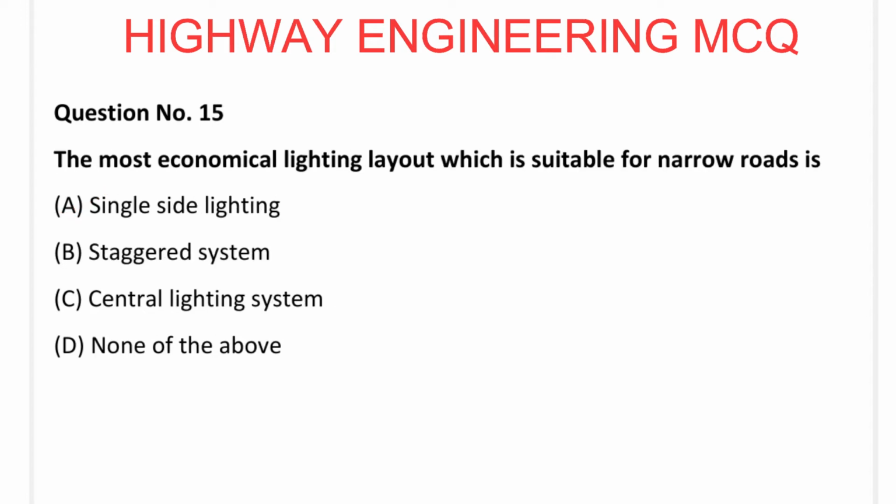So next question, the most economical lighting layout which is suitable for a narrow road is A, single side lighting. Option B, staggered system. Option C, central lighting system. Option D, none of the above. So the answer is single side lighting.